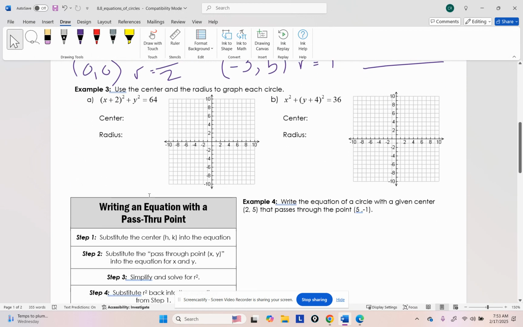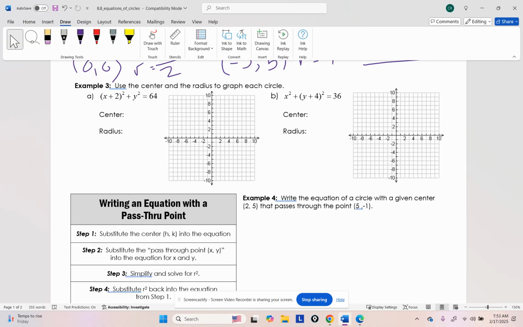All right, example 3. It says use the center and the radius to graph each circle. Okay, so again, we have to look at finding our center and our radius first. So our equation is x plus 2 squared plus y squared equals 64. So right here we have a plus 2. Again, that's the opposite, so it will be negative 2. And then we have 0 as our center. And so now our center is at negative 2, 0. And our radius is 64, so we take the square root of 64, and that makes it 8.